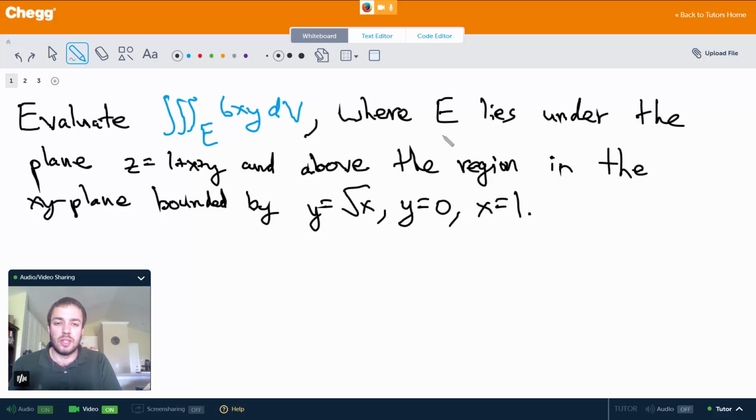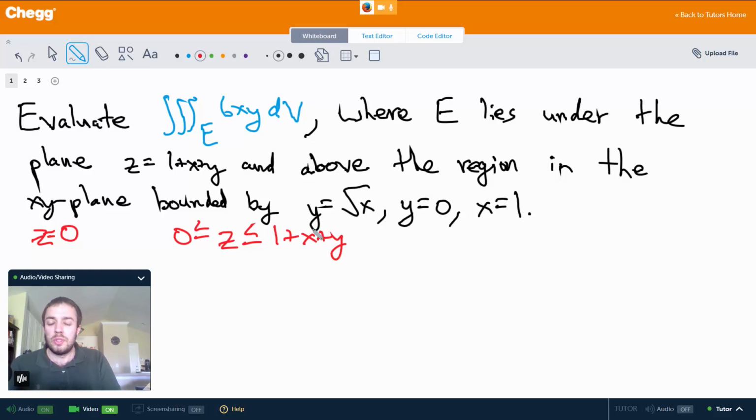So first of all, notice that E is a three-dimensional region. It sits below the plane z equals 1 plus x plus y, and it sits above the xy plane, and the equation for the xy plane is z equals 0. So what's significant about that? Well, that gives us some bounds on z. The region is below this plane and above this plane. So that tells us that 0 is less than or equal to z is less than or equal to 1 plus x plus y.